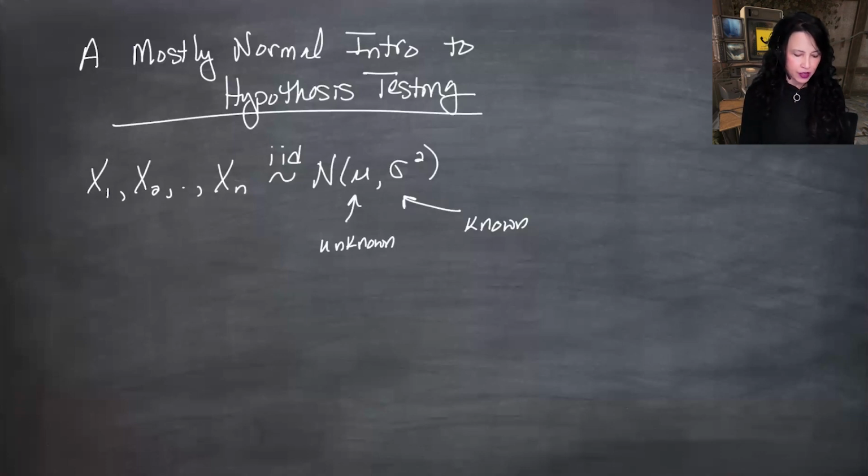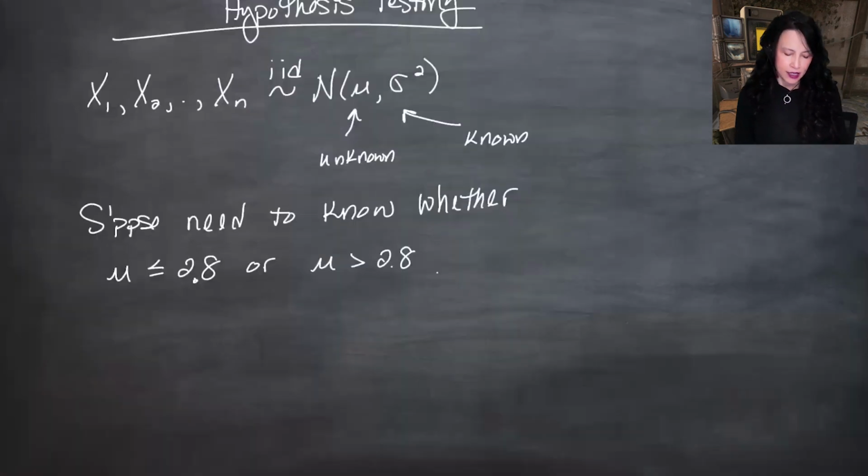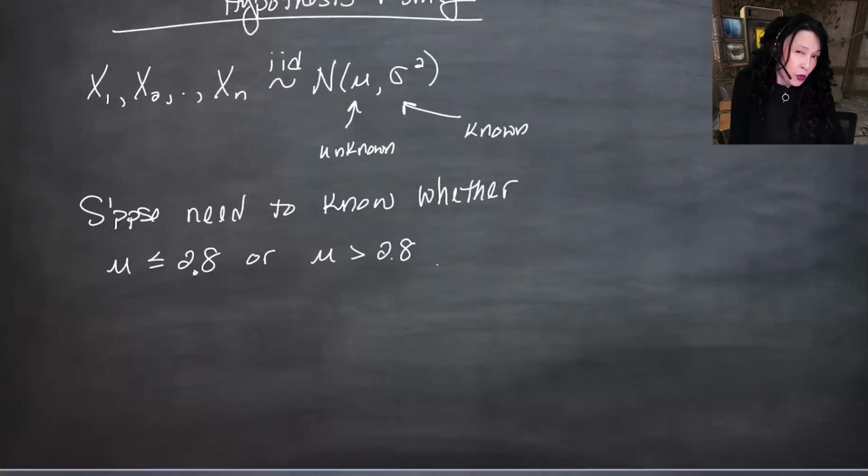So suppose we need to know whether mu is less than or equal to 2.8 or mu is greater than 2.8. One way to do this would be to estimate mu with a sample mean, but that will not allow us to draw a conclusion.